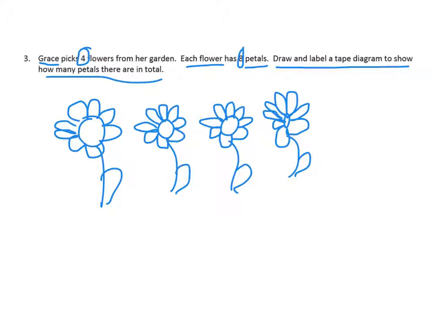So it's like taking 8 and adding it 4 times. So 4 times 8 is equal to something. Go ahead and count the petals to see what 4 times 8 is equal to. Don't forget to pause the video while you count and then replay when you're ready.